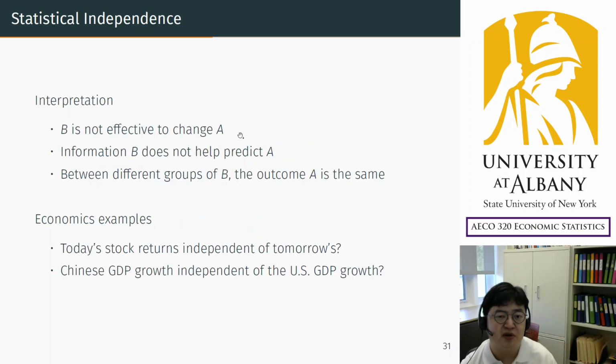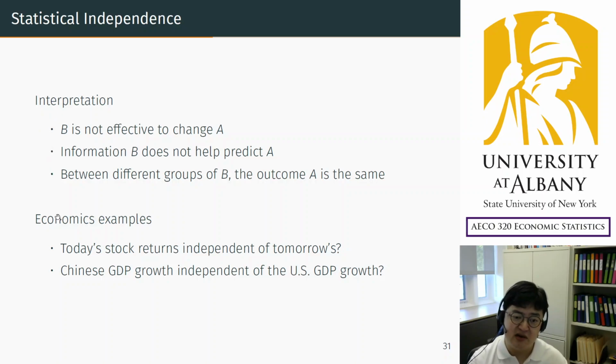Let me interpret the meaning of this definition. You may put different words on it. B is not effective to change A. It does not change A. Or information about B does not help predict the chance of A. And between different groups, the outcome of A is the same. So if you compare two conditions, the outcome still looks the same. In any of these ways, it is very useful, and many of our questions are represented in these kinds of forms.